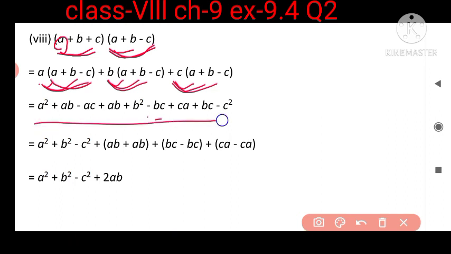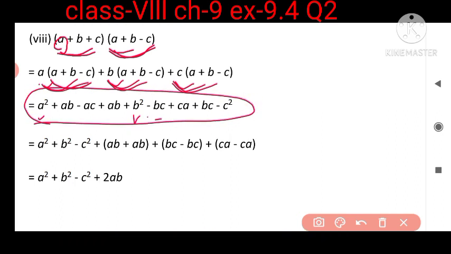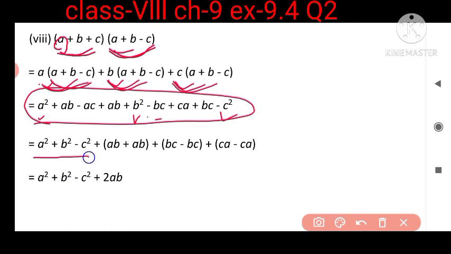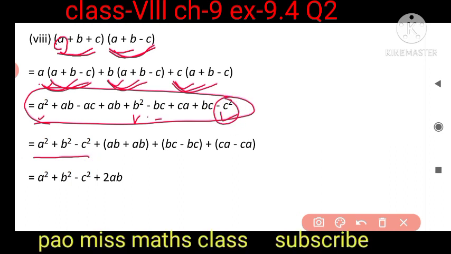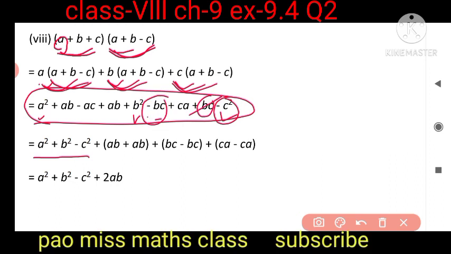Now collect the like term. Now we have to collect the like term. So A square, there is no like term. B square, there is no like term. C square, there is no like term. So write it separately. A square plus B square. But for C, we have to write minus C square, isn't it? Now you can see this is what? Minus BC and this is plus BC. That means these two will get cancelled.